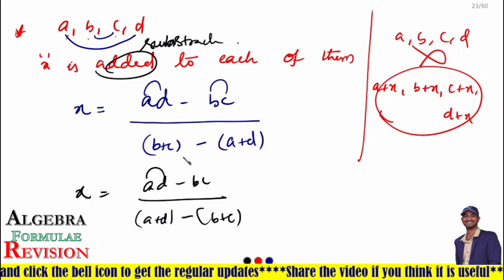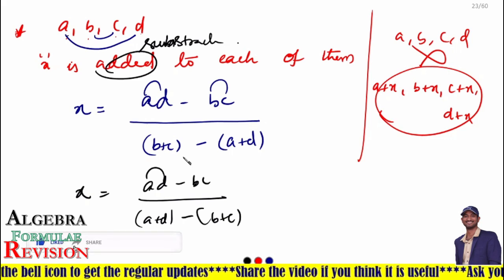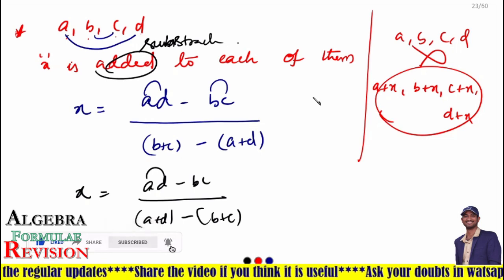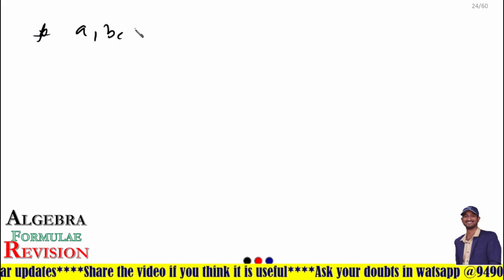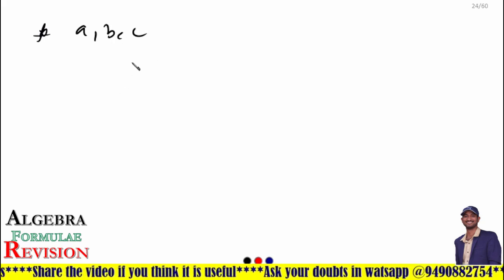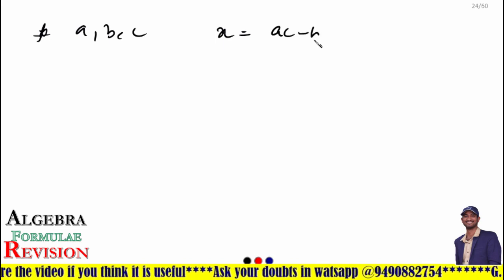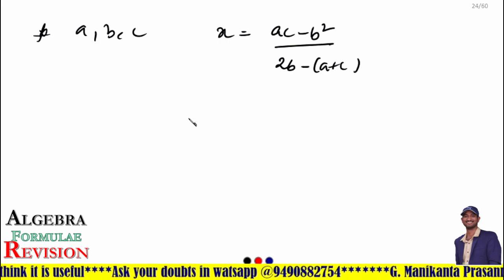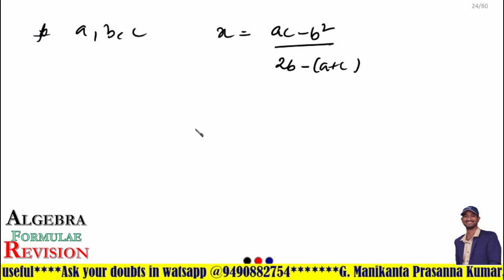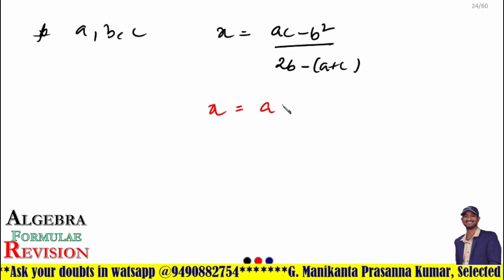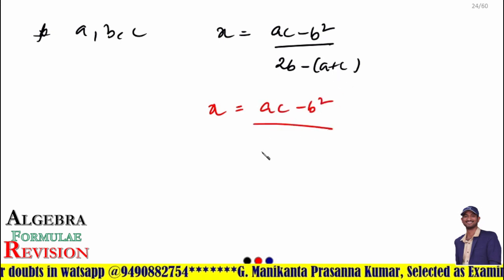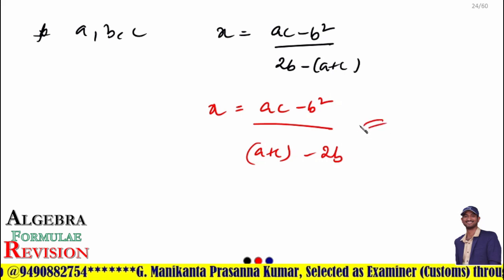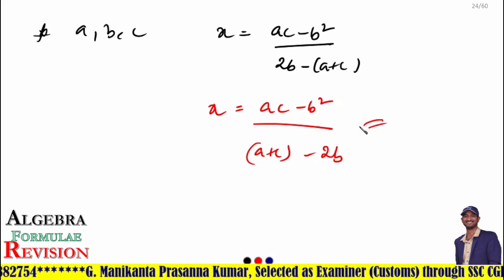In the same case, if three numbers are in proportion, then also we have direct formulas, and I'll tell you those too. If three numbers a, b, c are in proportion when x is added to them, then the value of x is (ac - b²)/(2b - (a + c)). Similarly, if x is subtracted from those numbers and they are in proportion, then the value of x is (ac - b²)/(a + c - 2b). This is about three numbers in proportion.